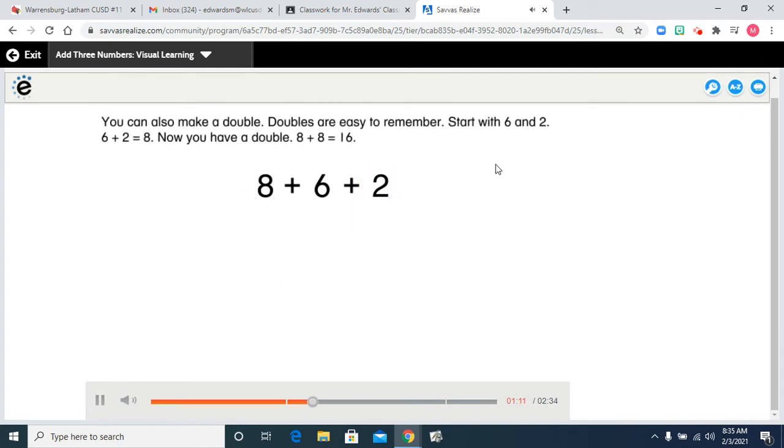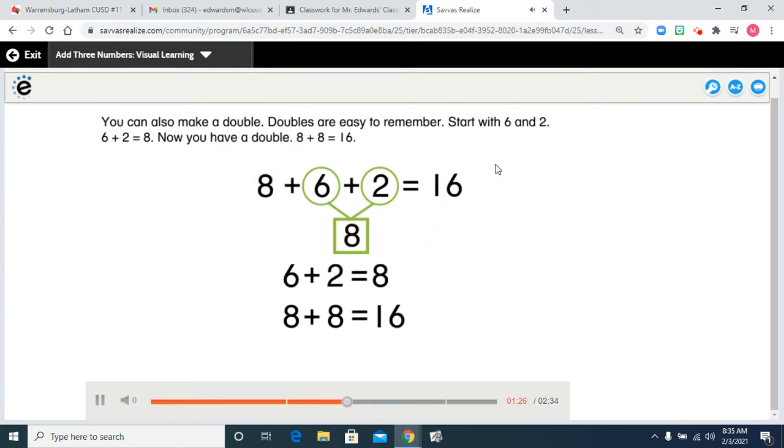You can also make a double. Doubles are easy to remember. Start with 6 and 2. 6 plus 2 is equal to 8. Now you have a double. 8 plus 8 is equal to 16.